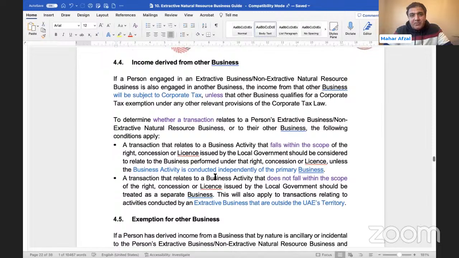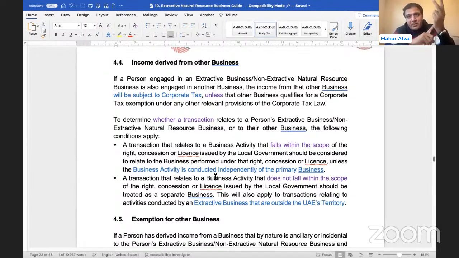So there were 3 categories. One is a purely non-extractive natural resource business. Second was purely extractive and non-extractive natural resource business. Third, 2 were hybrid categories. In these 2 hybrid categories, one condition is they are doing an independent activity along with extractive and non-extractive natural resource business. Second condition, they are only doing extractive and non-extractive natural resource business, but the revenue from incidental activities is more than 5% of the total revenue.